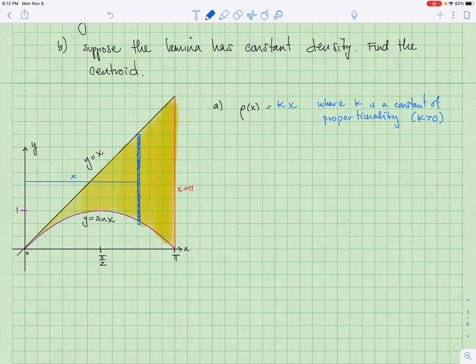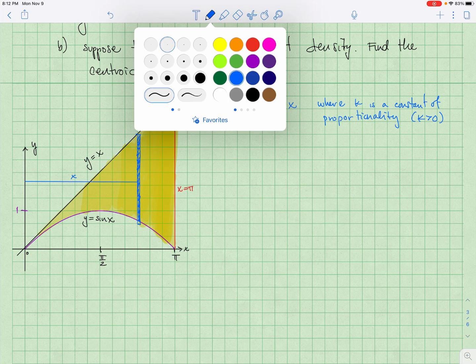Anytime you want to find the centroid and there's no symmetry involved, as we see here, there's nothing symmetric about this region, you're going to have to do 3 integrals. Why 3 integrals? Well, you got to find x bar and you got to find y bar, but both of those depend upon the mass. So let's go over our formulas.